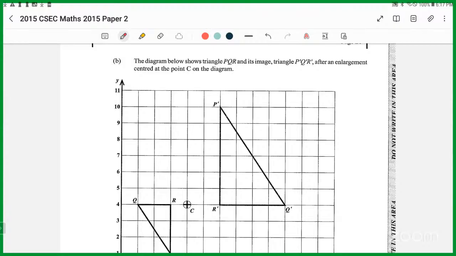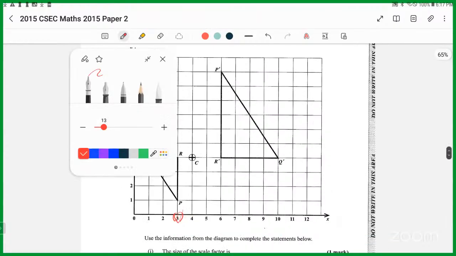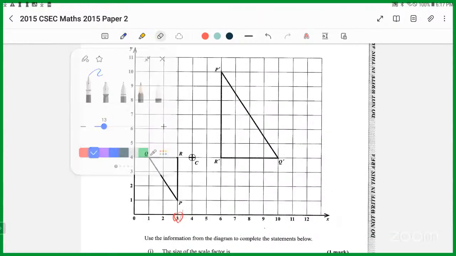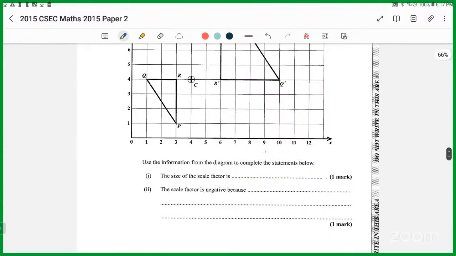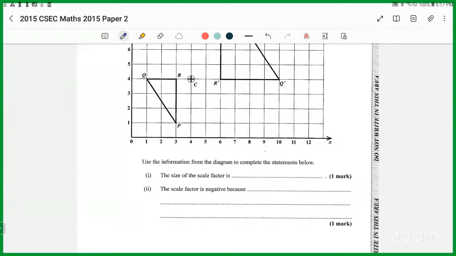It says the diagram below shows triangle PQR and its image P prime Q prime R prime after an enlargement at center C, point C. So they tell you it's an enlargement and tell you that the center is this point. Alright, so they're helping you. Let's see what they want now. They must ask you something about the scale factor. It says use the information from the diagram above to complete the statements. It says the size of the scale factor is 2.